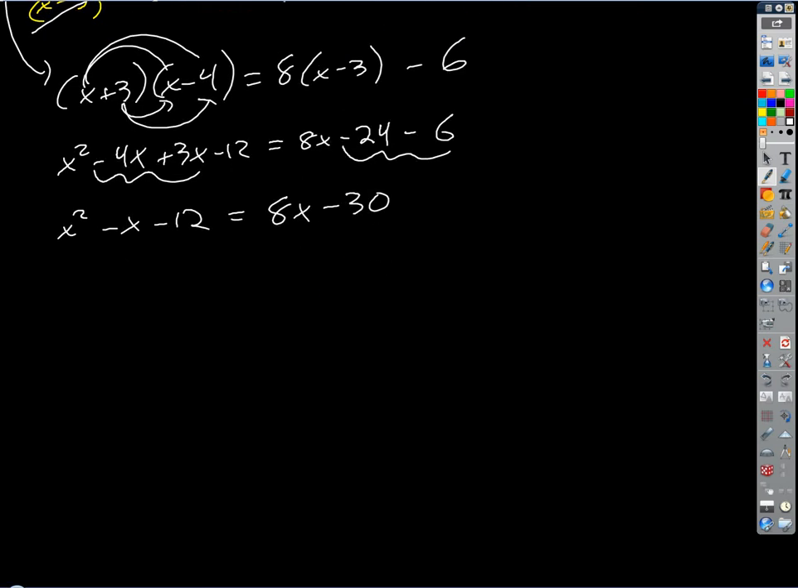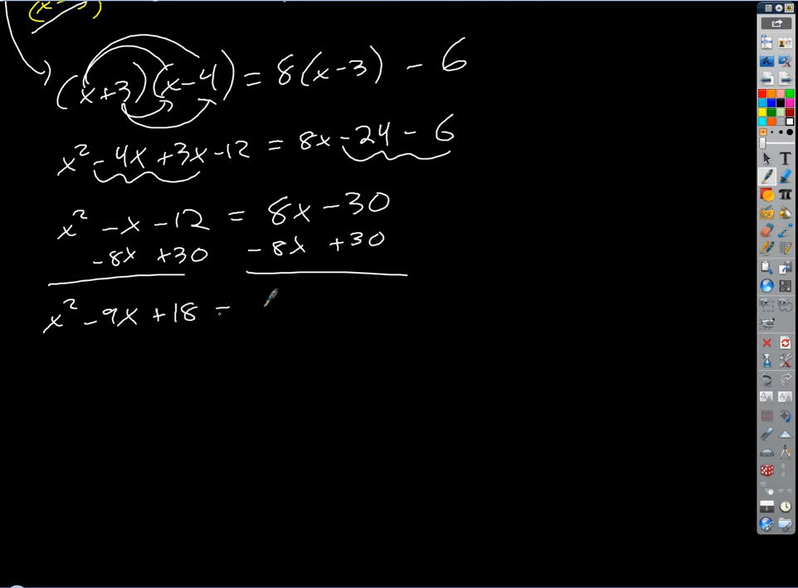So if I push everything over to the left to set this equal to 0 and put it in standard form, I end up getting x squared minus 9x plus 18 equals 0. So if we solve that by factoring, magic numbers that multiply to positive 18 and add to negative 9 would be negative 6 and negative 3. So we get the solutions x equals 6 or x equals 3.